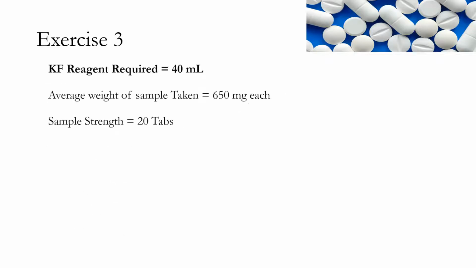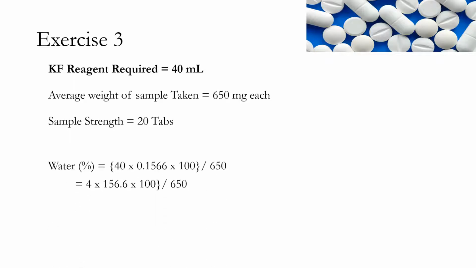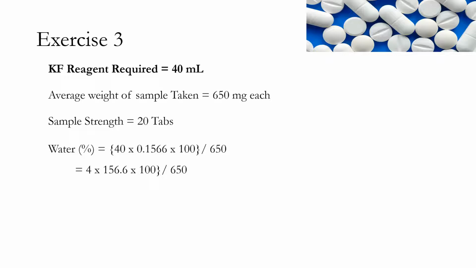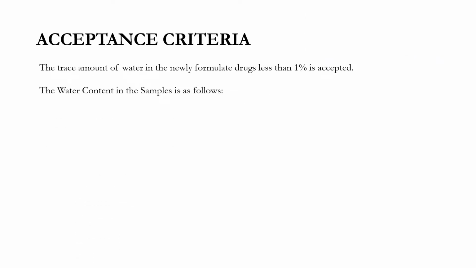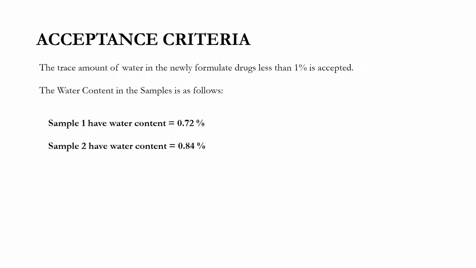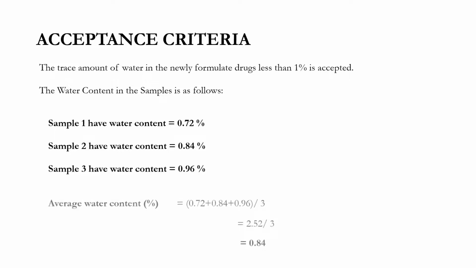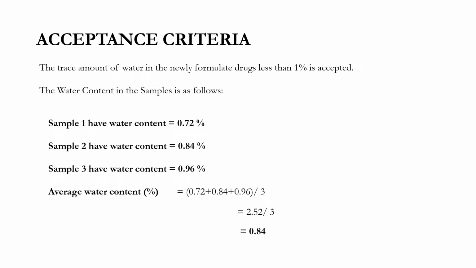For the third, we have taken the third tablet out of the 20 tablets. Here 40 ml of KF reagent is required. Then we can calculate the water percentage. Here it is 0.96. Now, what is the acceptance criteria? Acceptance criteria is less than 100%. Oh, sorry, less than 1%. And here we have tested 3. One has 0.72, second has 0.84, and third has 0.96. So the average of all these 3 is 0.84. That means whatever sample we have taken from the batch, it meets the acceptance criteria.